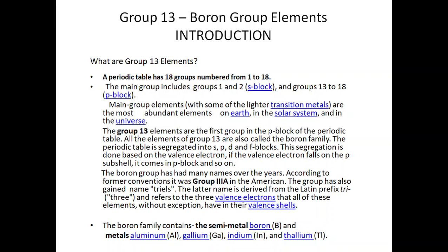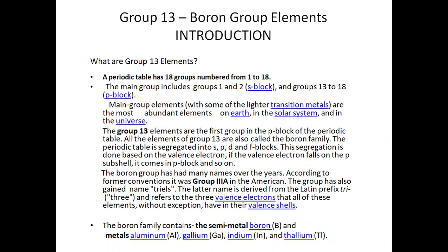The group 13 elements are the first group in the p block of the periodic table. All the elements of group 13 are also called the boron family. The periodic table is segregated into s, p, d and f block elements. This segregation is done based on the valence electron. If the valence electron falls on the p subshell, it comes in p block, and so on.